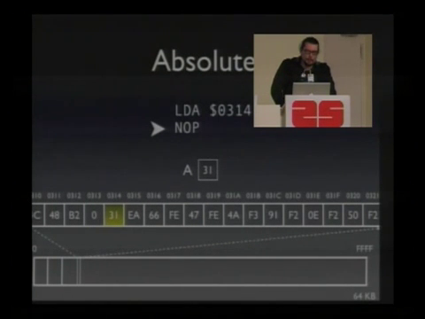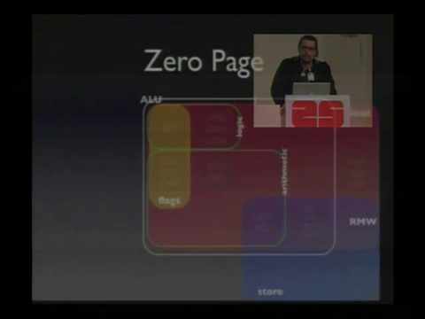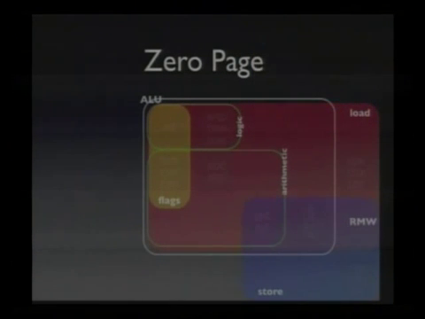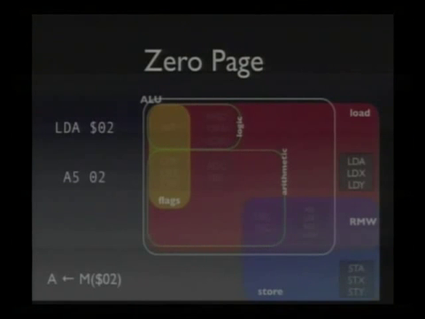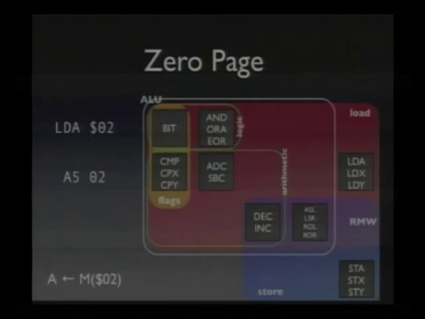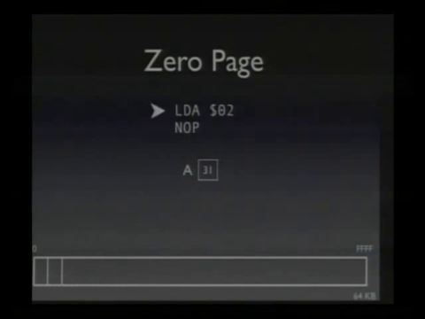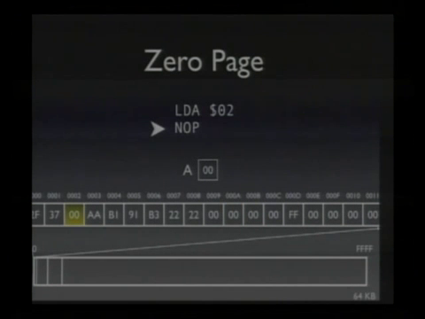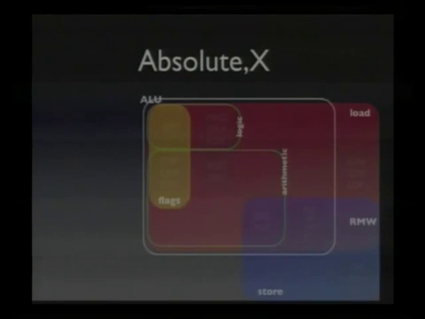Zero-page addressing is a nice extra feature of the 6502, and a nice optimization. Anytime I want to read from the zero page of memory, from the first 256 bytes, it can be encoded in just 2 bytes instead of 3, and it's also a little bit faster. If I load from 2, then it'll look at that address and read that into the accumulator.